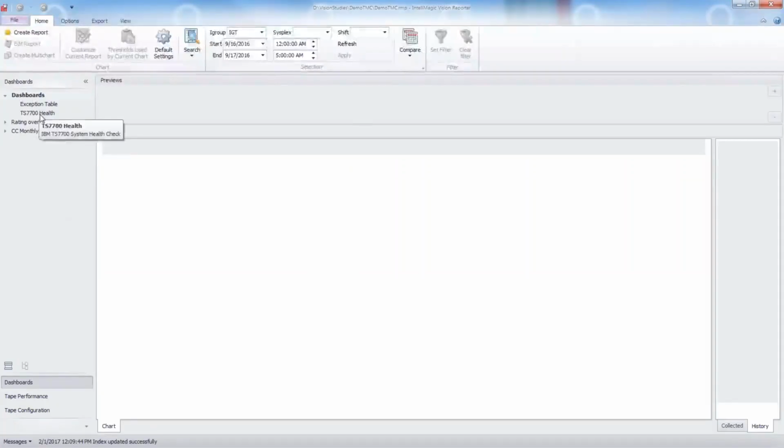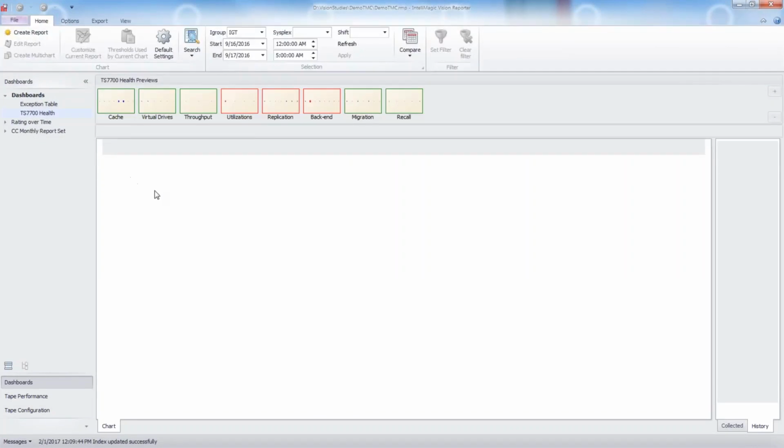Let me show you the dashboard for TS7700. We have 8 dashboards available in TS7700. Capabilities are very similar to the disk product. As you can see, the first 3 dashboards are rated green, so there's no issue as far as cache, virtual drives, or throughput. But we are seeing issues with utilization, with replication, with the back end. And then the migration and recall are no issue for this particular environment.